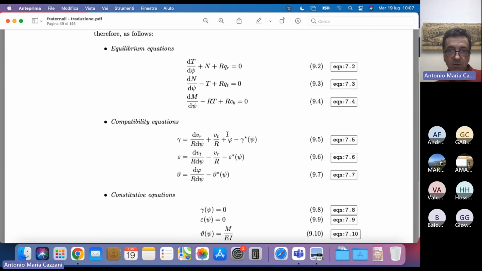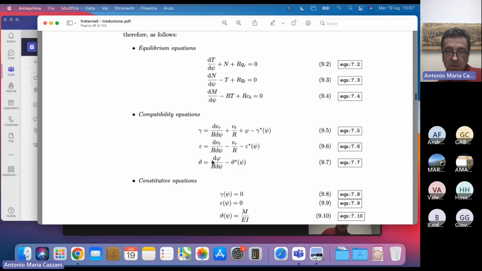For the compatibility condition, again, we can write down this form, taking into account again that ds, the differential of the arc length, is simply r multiplied by the differential anomaly d psi, and we get these three equations.